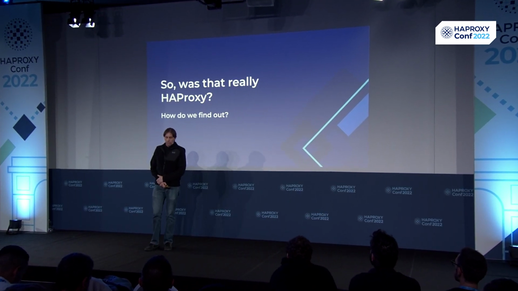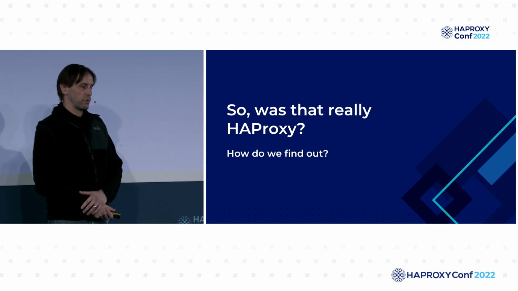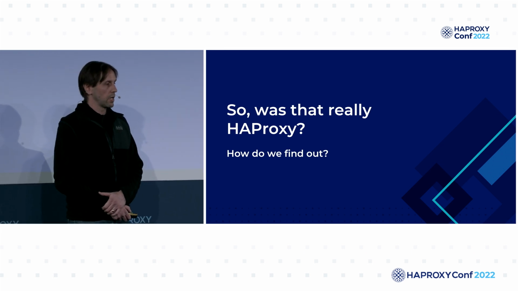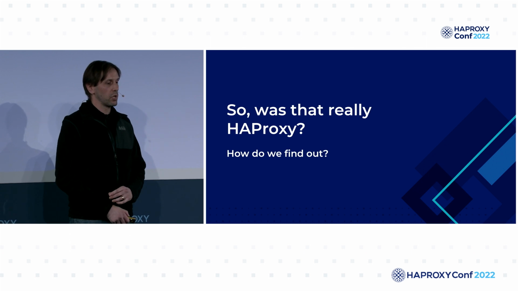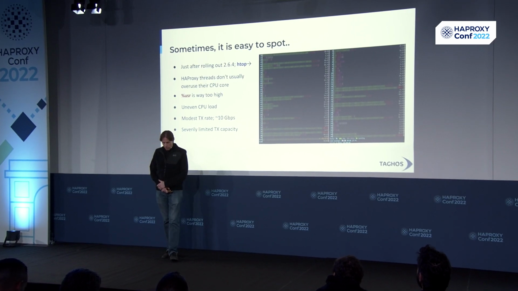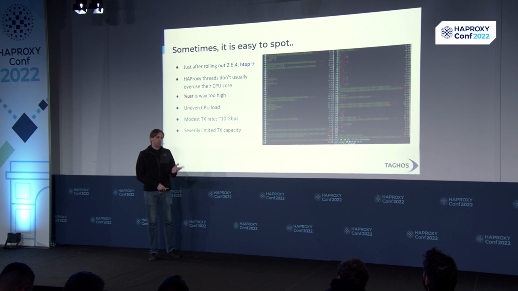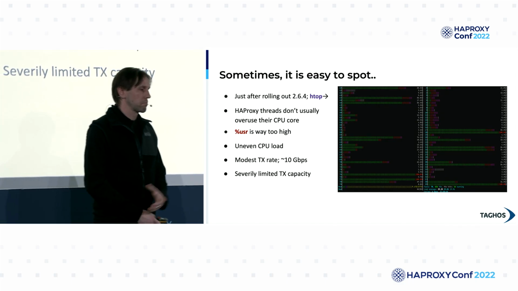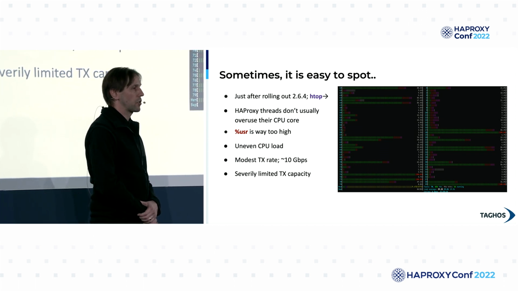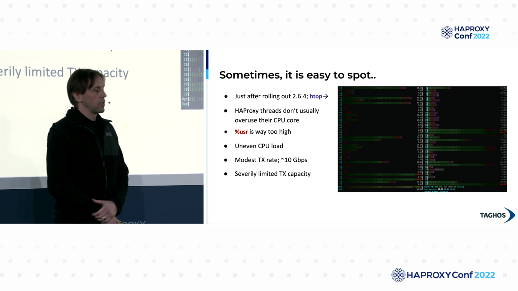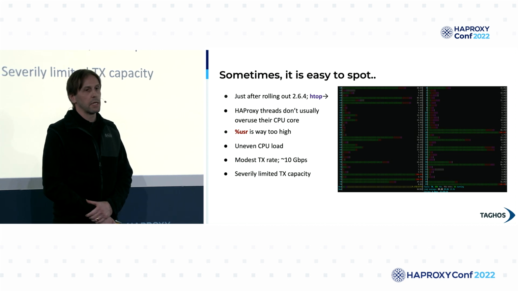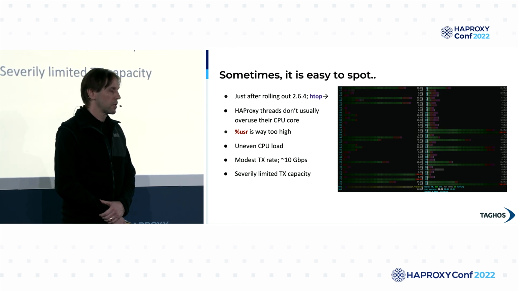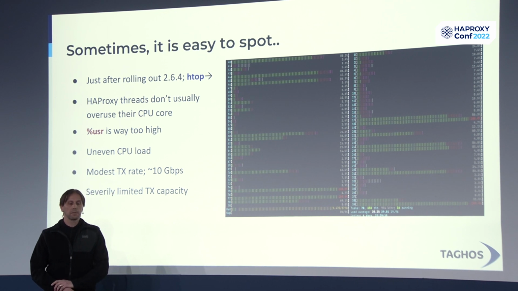So with the tools presented, most of the tools that we use, how do we find out if it really was HAProxy? Sometimes it's pretty easy. You just open htop and you can have a sense. So this was when we rolled out 2.6.4. The moment we rolled it out and executed it, opening htop for a quick inspection, we could see these long green bars. That means trouble. HAProxy does not look like that.